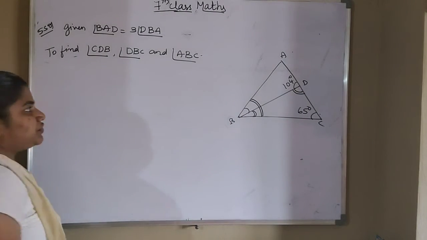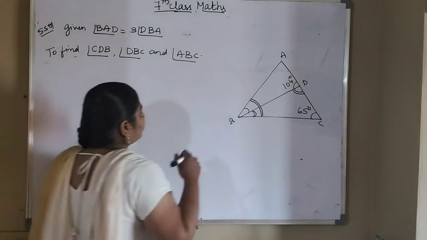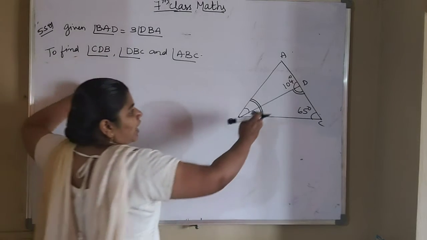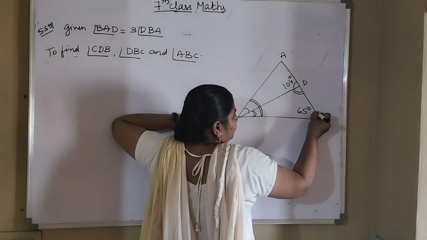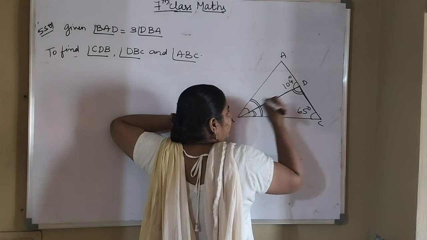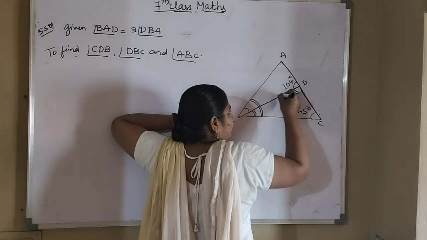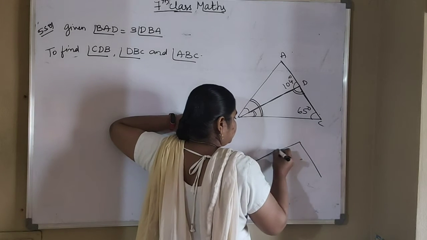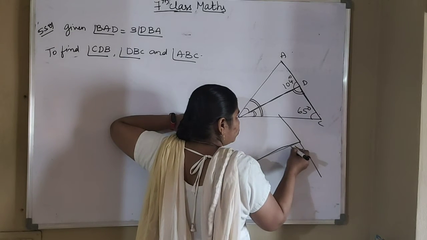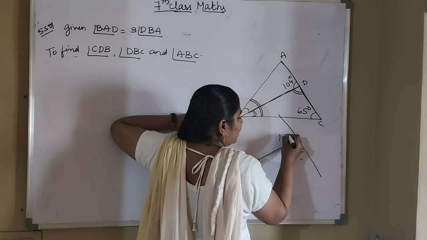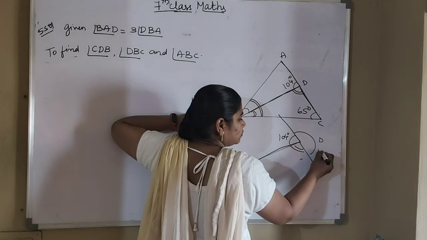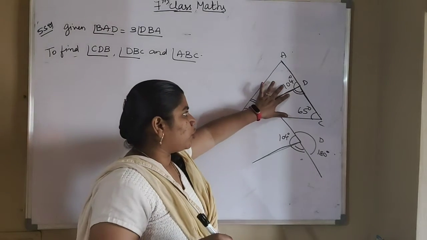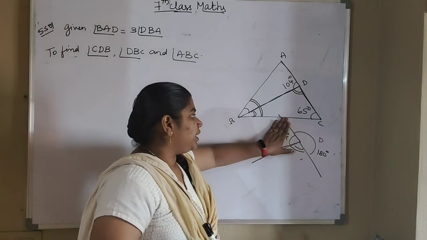First I am finding this D angle. That means this part I am finding. So how to find this D angle? You can see here, this angle and this angle, if you attach these two, that is forming one linear pair that belongs to 180 degrees. So by using the linear pair property, we can find this D angle.